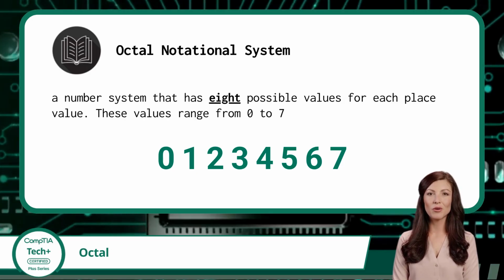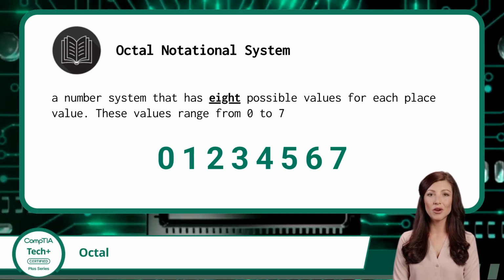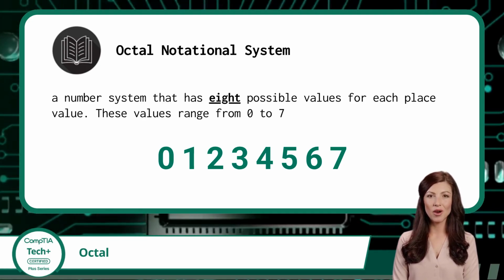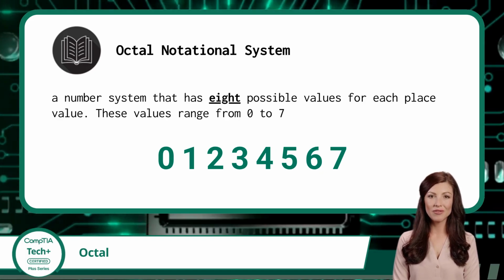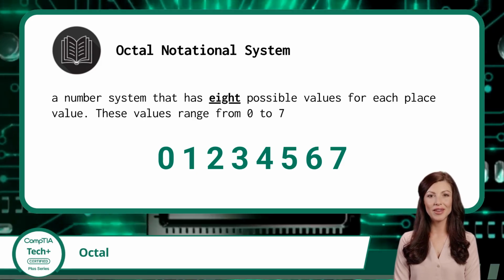The word octal includes the prefix oct, which means 8. You've probably heard it in words like octagon, a shape with 8 sides, or octopus, a creature with 8 arms. In the same way, the octal system is based on the number 8. So what does that actually mean? The octal number system uses 8 digits. Those digits are 0, 1, 2, 3, 4, 5, 6, and 7. That's it. Just those 8. In octal, the count stops at 7. After that, it rolls over to the next place value.